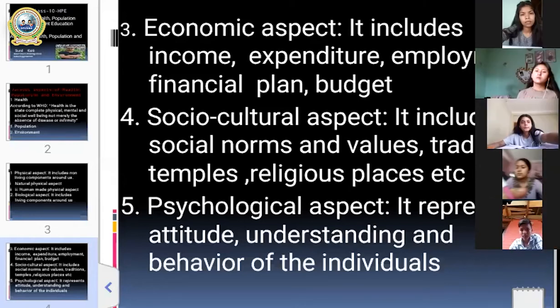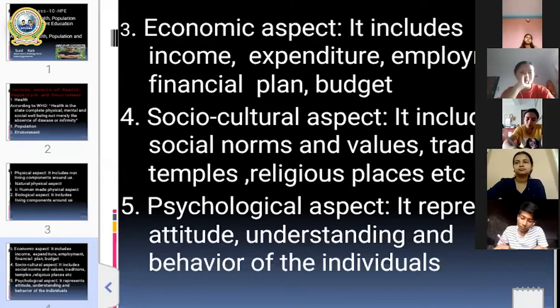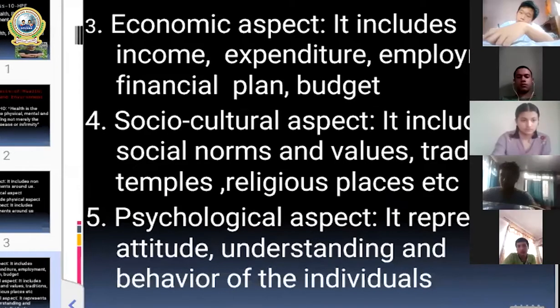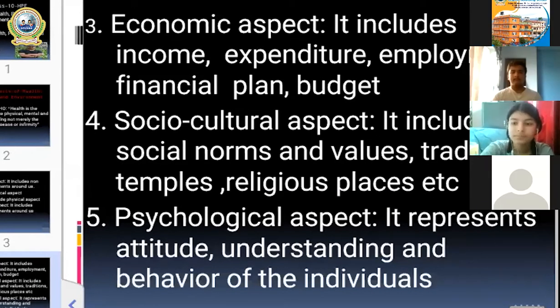All right. Okay. After the socio-cultural aspect, another important aspect of health, population, environment, education is the psychological aspect. And the psychological aspect includes positive attitudes, understanding, and positive behavior of individuals, as you can see on the screen. It means positive attitudes and positive behaviors help to create the willpower of people, and the willpower of people provides motivation to conserve the environment, and that helps to encourage people to preserve the environment.